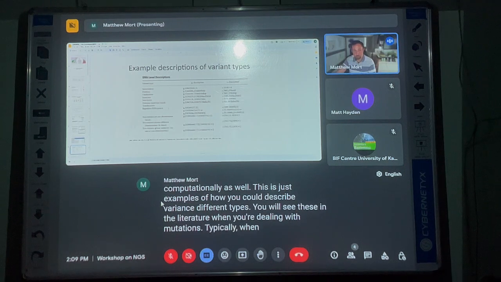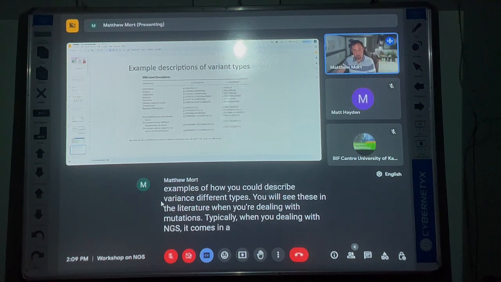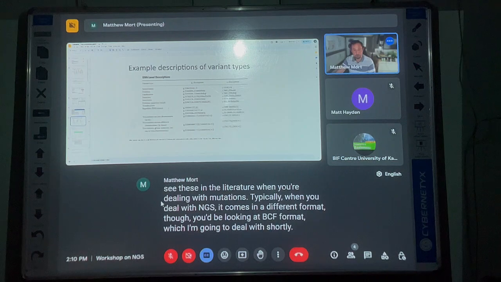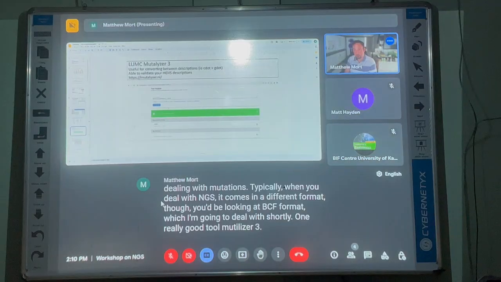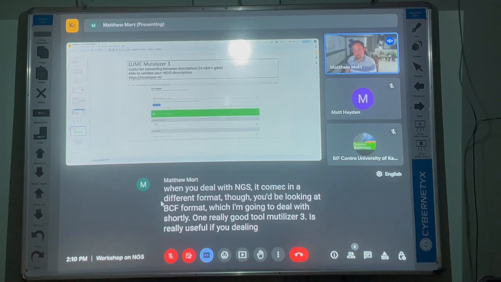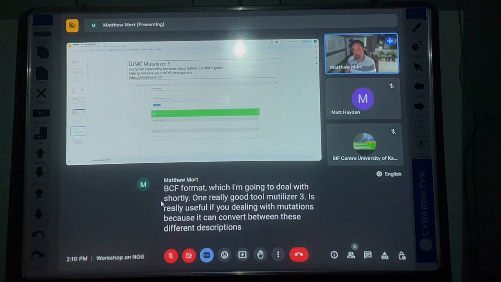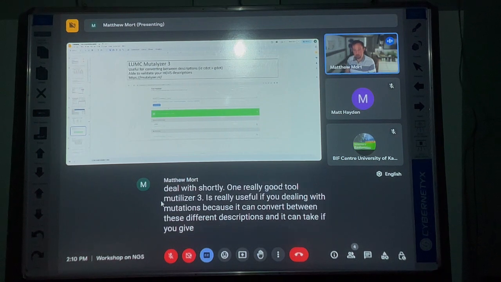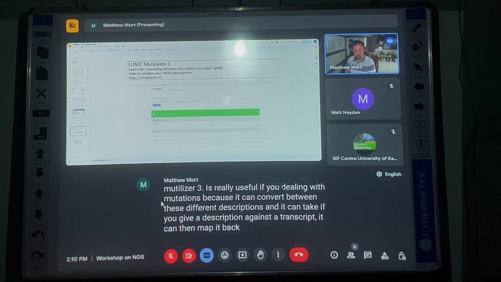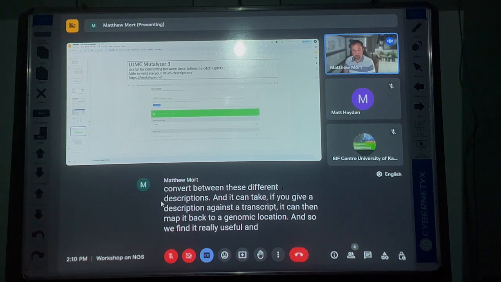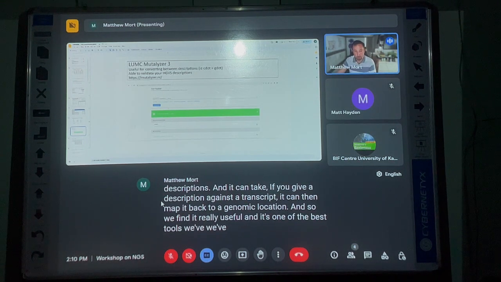Typically when you're dealing with NGS, it comes in a different format though. You'd be looking at VCF format, which I'm going to deal with shortly. This tool is really useful if you're dealing with mutations, because it can convert between these different descriptions. If you give a description against a transcript, it can then map it back to a genomic location. So we find it really useful, and it's one of the best tools we've come across.